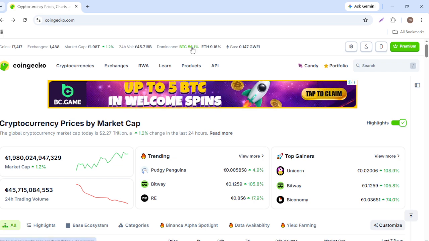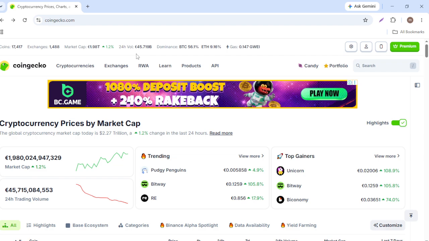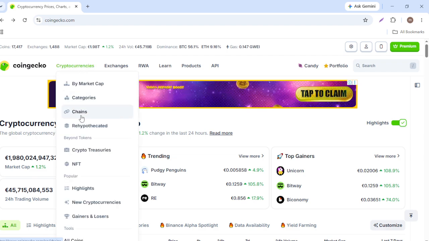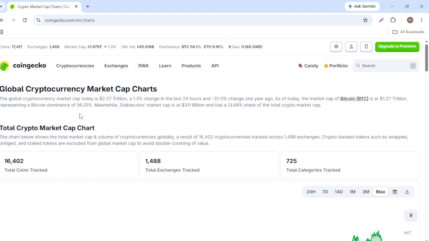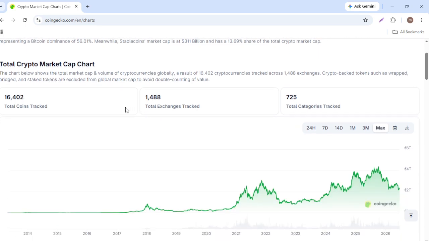The global page: click on the Cryptocurrencies drop-down menu at the top, then select Global Charts. This takes you to a deep dive page that isolates the entire market's performance, not just one coin. What are we actually looking for here?